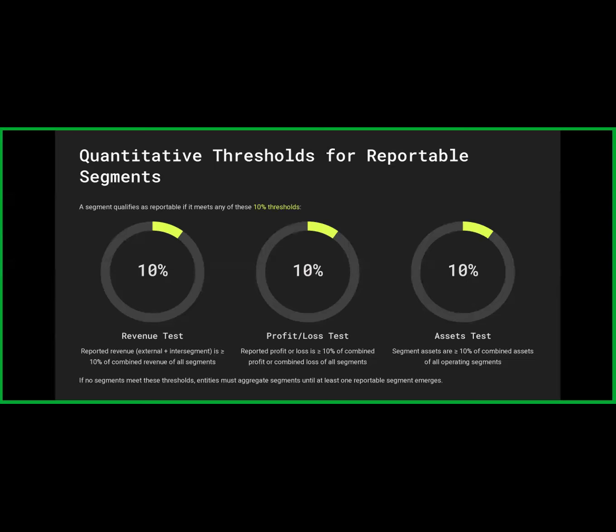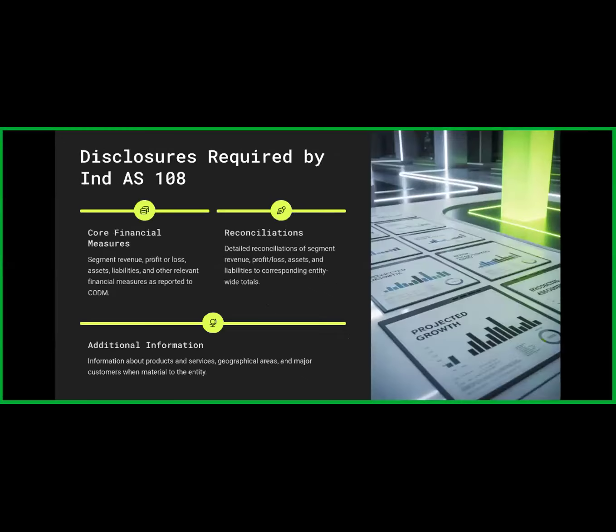If the segment assets are more than 10% of the combined assets, then, if any of the three tests is fulfilled by the segment, that is the revenue test, or the profit or loss test, or the asset test, if any of the tests is qualified, then we call that segment qualified for reporting in the financial statements.